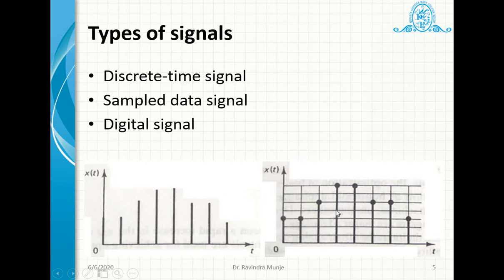And then such a signal can be represented by a sequence of numbers, in the form of binary numbers like 0, 1, 0, 1, 0, 1, 1, 0, 0 and likewise, right? So these two are essentially discrete time signals. This one is a sampled data signal and this is a digital signal. So these are the different types of signals.